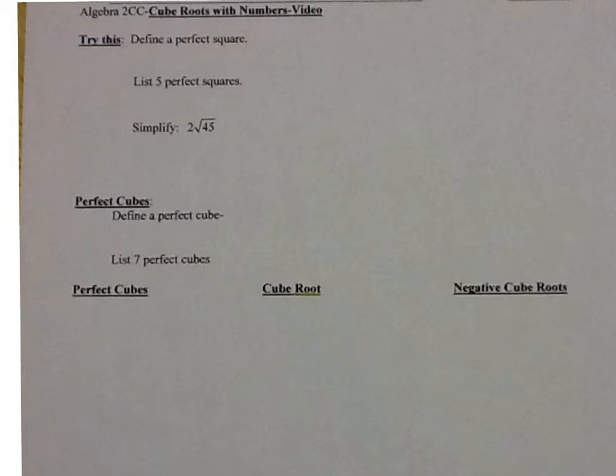So in the try this here, I have defined what a perfect square is. Everyone should know that a perfect square comes from a number multiplied by itself. So it is the product of a number multiplied by itself.